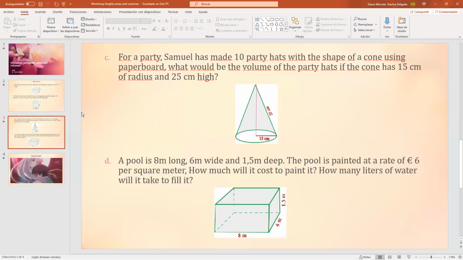1.65 meters deep. The pool is painted at a rate of 6 euros, I don't know, per square meter. How much will it cost to paint it? How many liters of water will it take to fill it?